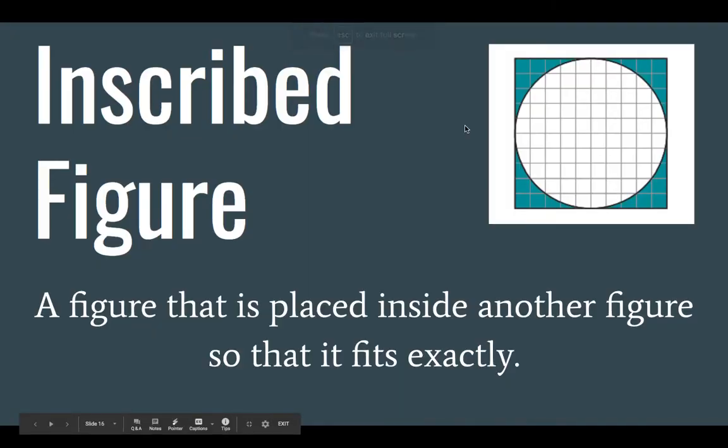All right, guys, so this is part two of the video. This is on inscribed figures. An inscribed figure is a figure that is placed inside of another figure so that it fits exactly. You're typically going to see the shape that you see here with the circle and the square. You might see a square inside of a circle, or you might see triangles inside.